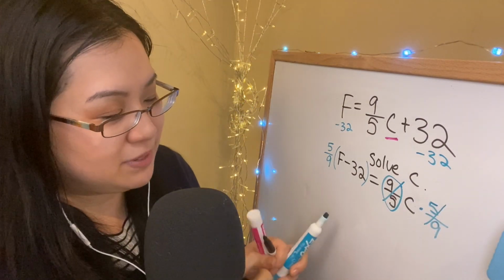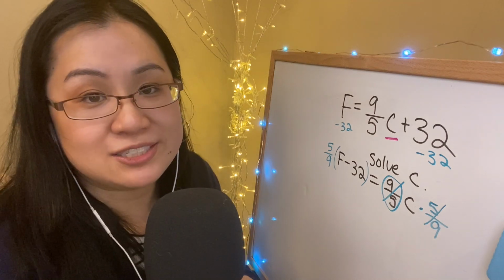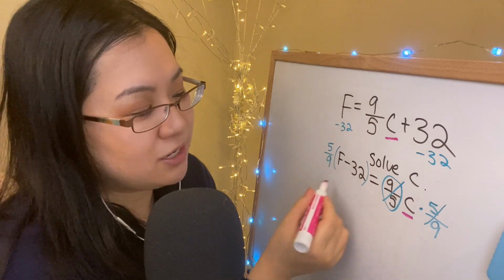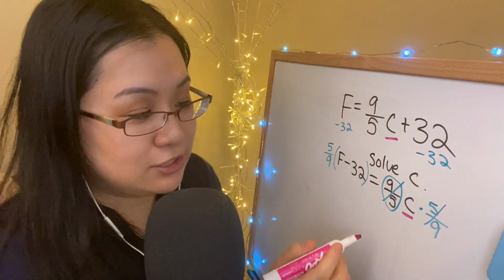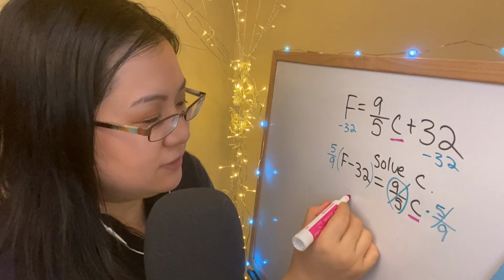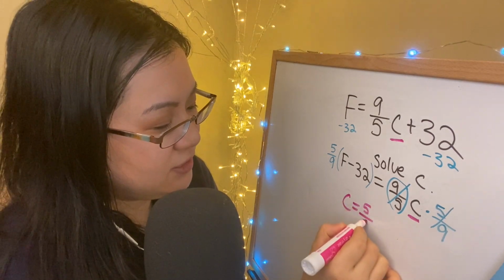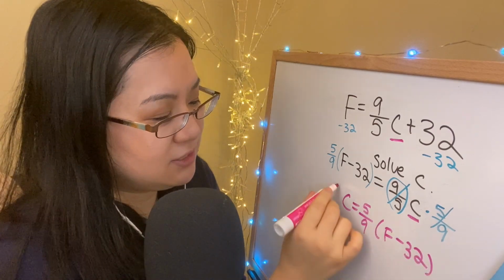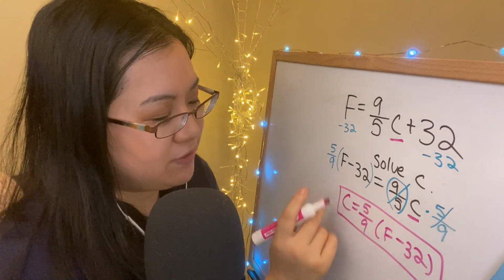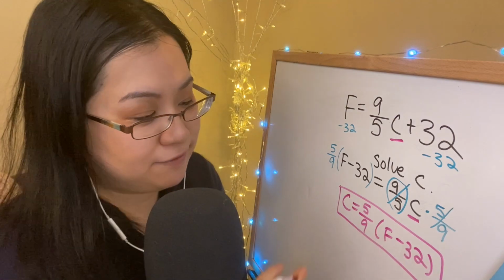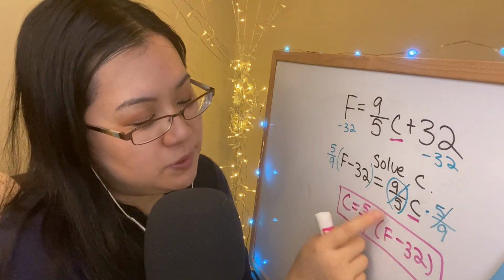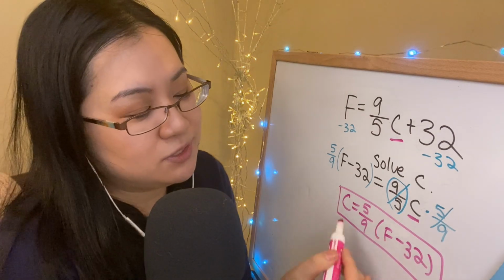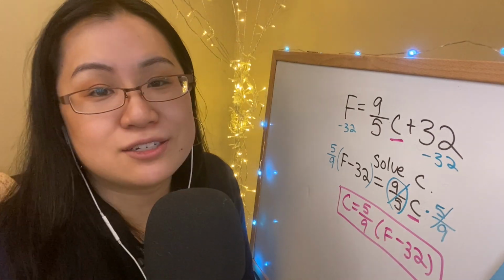Now I have my C isolated. But when I do this 5/9, I'm multiplying by the entire F minus 32. And you could just leave it like that. So we have C equals 5/9 times F minus 32. And that's it. So we have our C in terms of F. If you wish, you can distribute out this 5/9, but that's not necessary. In fact, this one is the most direct for what to do.